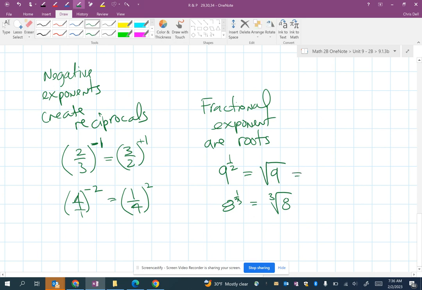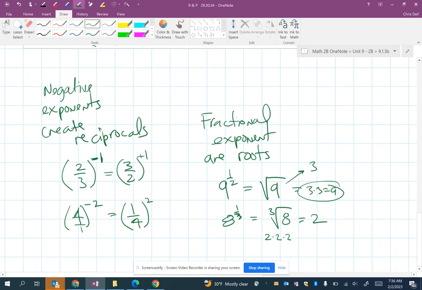Square being, I'm looking for the number that multiplies by itself, right? Because 3 times 3 equals 9. That means the answer here is 3, right? And this one, because 2 times 2 times 2 is 8, the answer here is 2, right? So when you have a fractional exponent, it's a root. It creates roots. That denominator tells you the root. So that part is the root that we're dealing with.